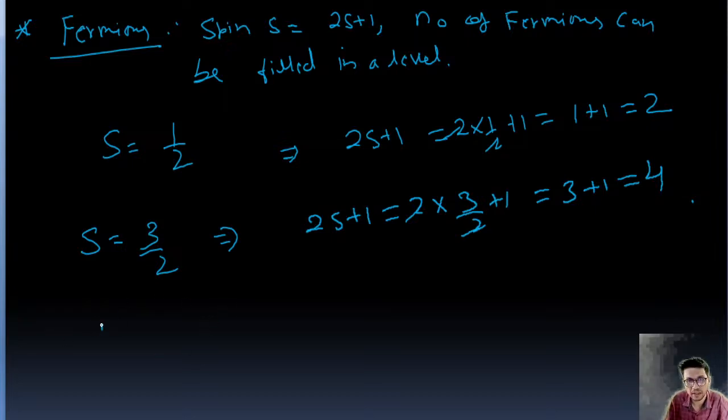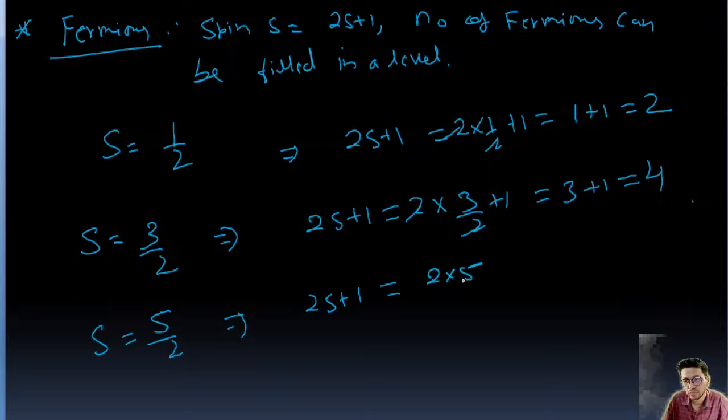And similarly if S equals 5 by 2, we find 2s plus 1, that is 2 into 5 by 2 plus 1. The 2 will get cancelled, so 5 plus 1 means 6. If S is 5 by 2, then 6 electrons will be filled in one level.